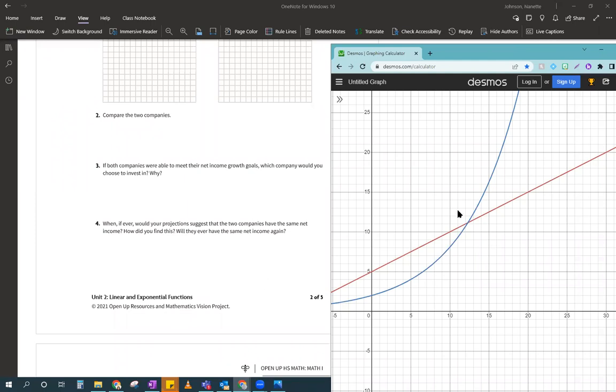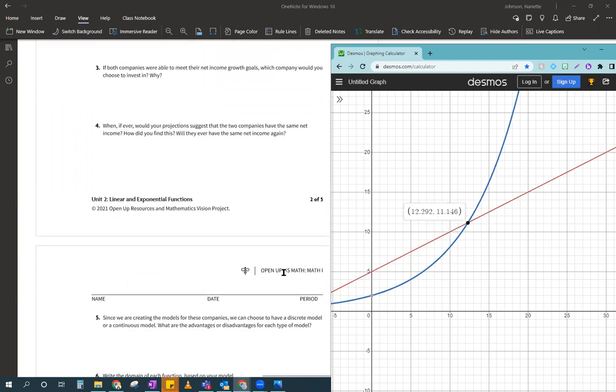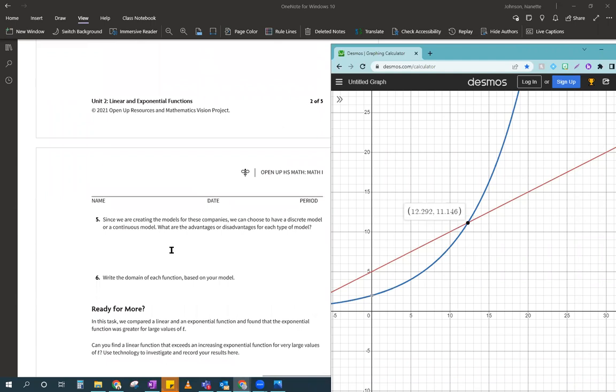Yeah, it's somewhere in this little area where they intersect. Yay, someone said it. Where they intersect. Is that 11, 12, somewhere between 12 and 13, it looks like. So somewhere here. So I can actually click on it. Desmos is so nice to me, right? I can click on it and it can tell me after 12.292 years, they'll both have 11.146 as their earnings. Millions, right? Very good. Let me just finish this last piece here.